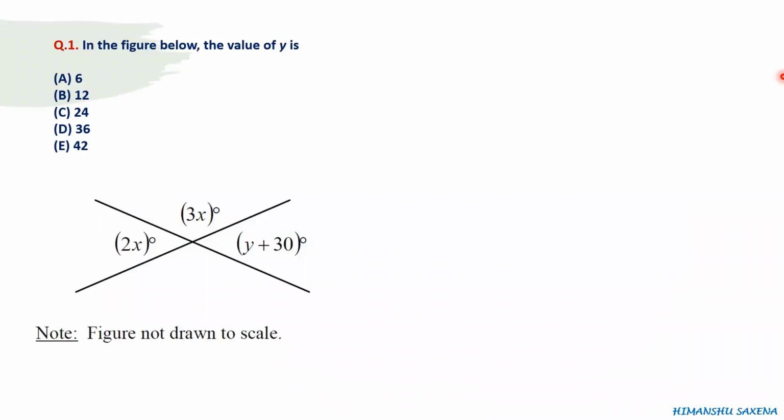Now this is a very simple question. In this given figure, what is the value of y? So we know that these two angles are on the same side of the line, so their sum would be 180 degrees. So 2x plus 3x is equal to 180 degrees. So if we solve it, we get x equal to 36 degrees.